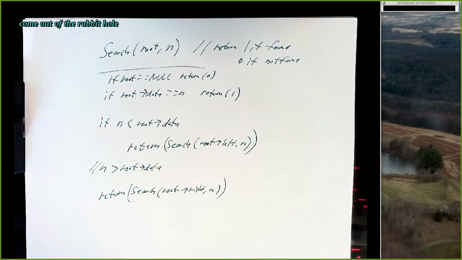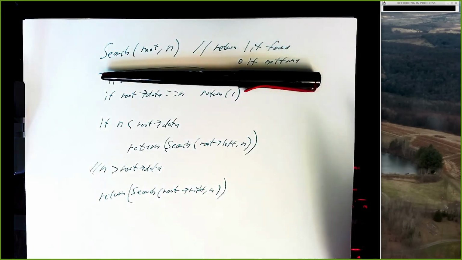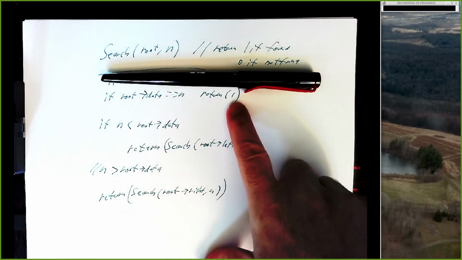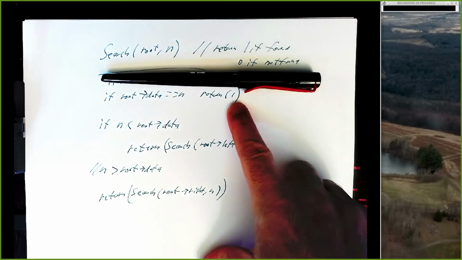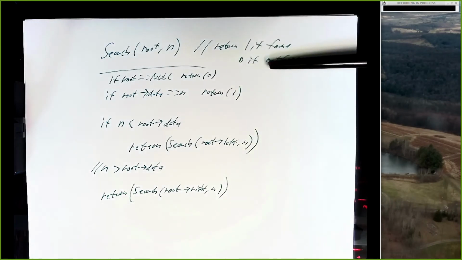So make sure you come out of the rabbit hole. And without this line, you might notice there's never anything in my function that could possibly return a 0. The only return statement is a return 1. So that kind of tells you you're missing something. But when you put this in here, now there's a chance to return a 0 or a 1.